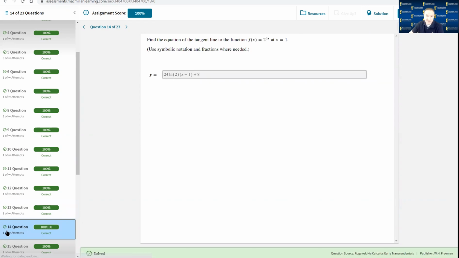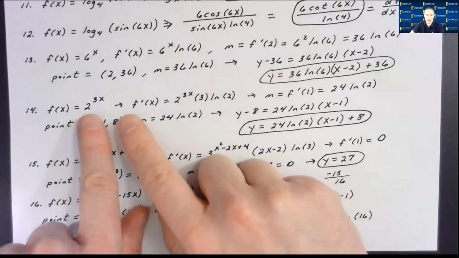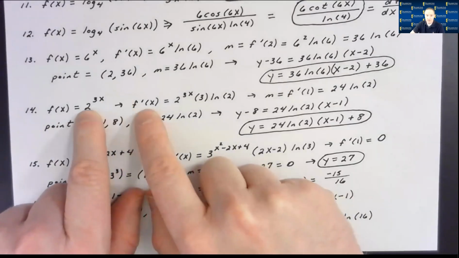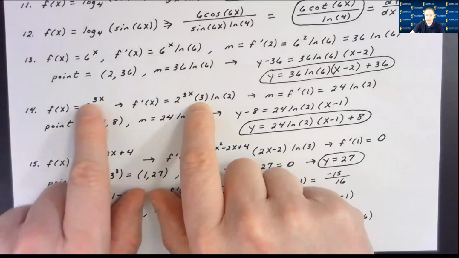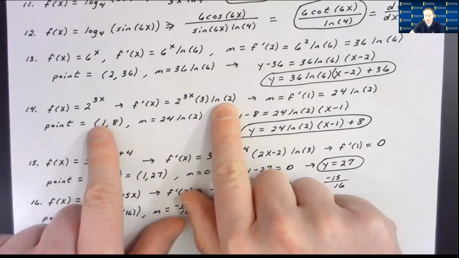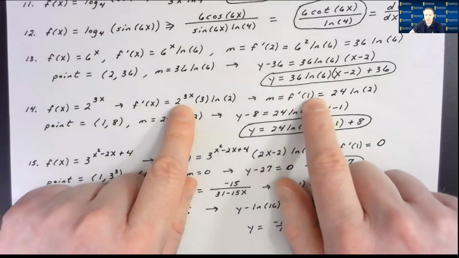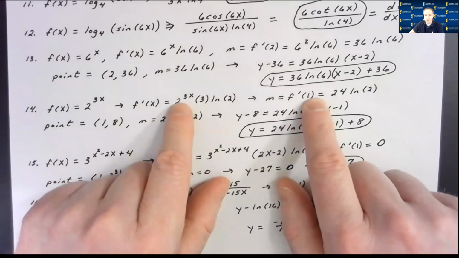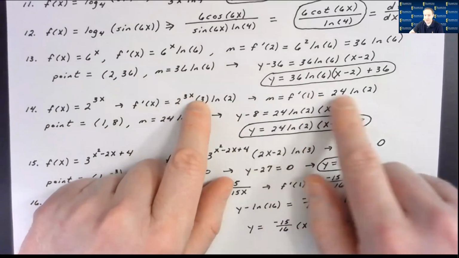Now, number 14, similar. It gives me another exponential function, and it's asking me to find the equation of the tangent line when x is 1. All right. So if now my function is 2 to the 3x, its derivative is going to be 2 to the 3x times the derivative of its exponent, 3, times the natural log of its base, natural log of 2. Now, the x value given in the problem was 1. So the slope of the tangent line is the derivative evaluated at 1. If you evaluate this at 1, you're just going to get 2 to the third power times 3. 2 to the third is 8, times 3 gave me the 24.